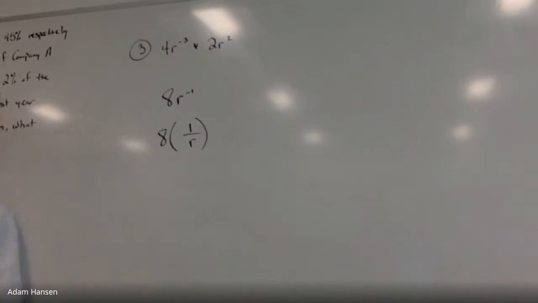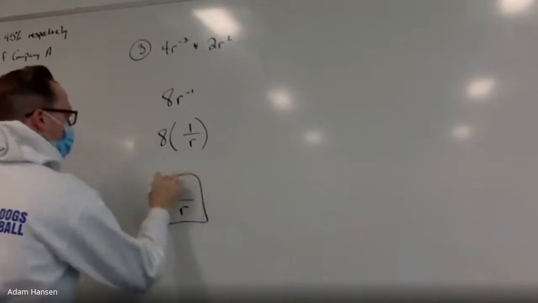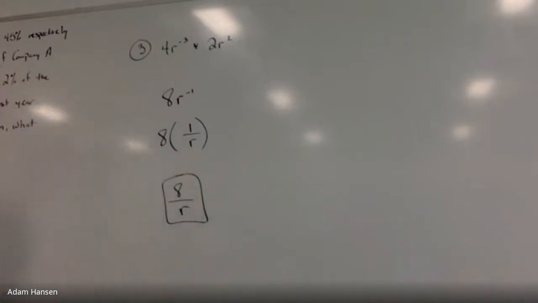Don't move the 8. 8 doesn't have a negative exponent. Only move the r, because it has the negative exponent. So final answer, what's 8 times 1 over r? 8 over r. Done. Multiply the constants. 4 times 2 is 8. Add the exponents. It gave me r to the negative first. We'll move it back down to the bottom to make it into a positive exponent. All done and done.